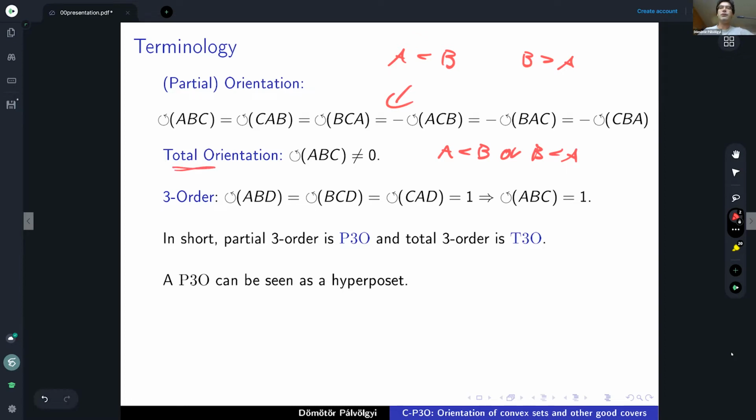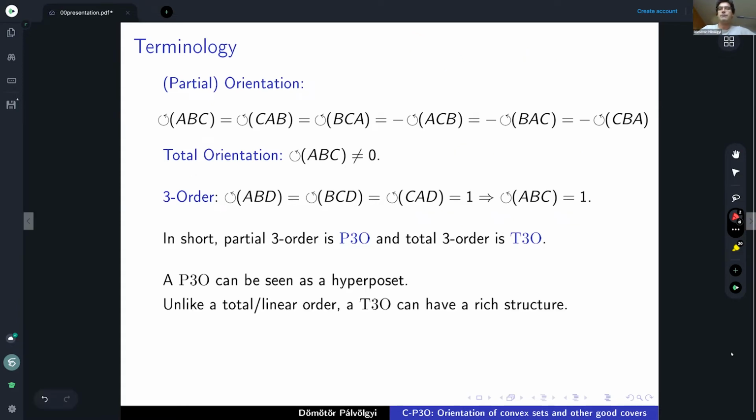But of course, there's only one total order. We will see that these hyperposets are more interesting. And this reorder, this is like transitivity. If A is less than B and B is less than C, then A is less than C for posets. I'm just saying that all these 3 properties have an equivalent for normal posets.